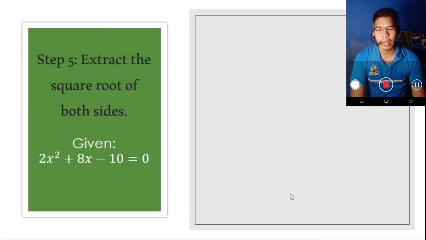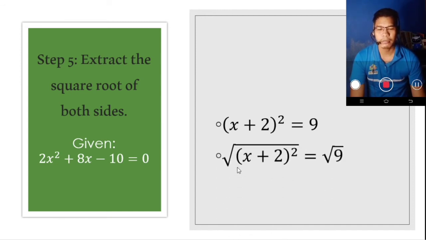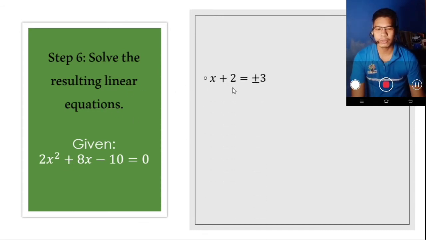And then for step 5, we're going to extract the square root of both sides. So we have here now the resulting equation. All we have to do is extract the square root of both sides. So this will become the square root of x plus 2 quantity squared equal to the square root of 9. When we get the square root of this, it will become x plus 2. Now we cancel the square. So the remaining expression is x plus 2 equal to the square root of 9, which is positive and negative 3. As you can see now, for step 6, we're going to solve the resulting linear equation. By this, we have two different linear equations. One is using positive 3, and the other one is using negative 3.